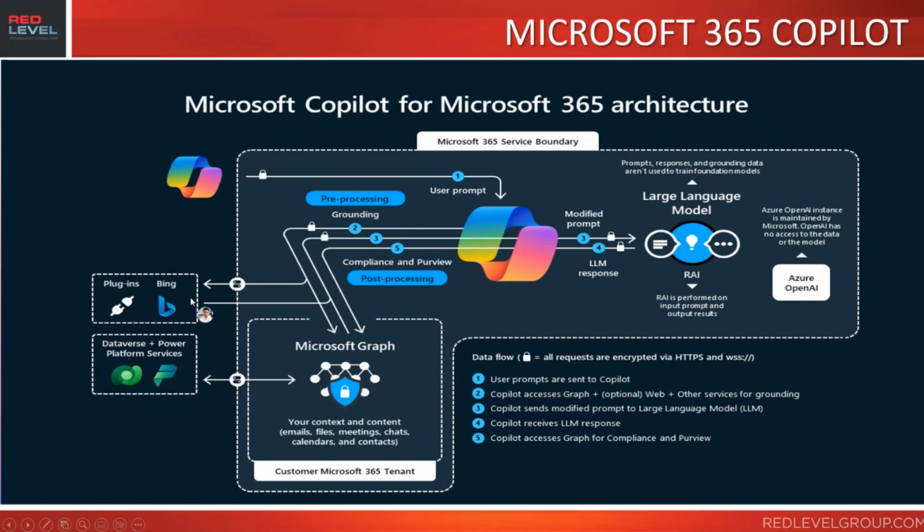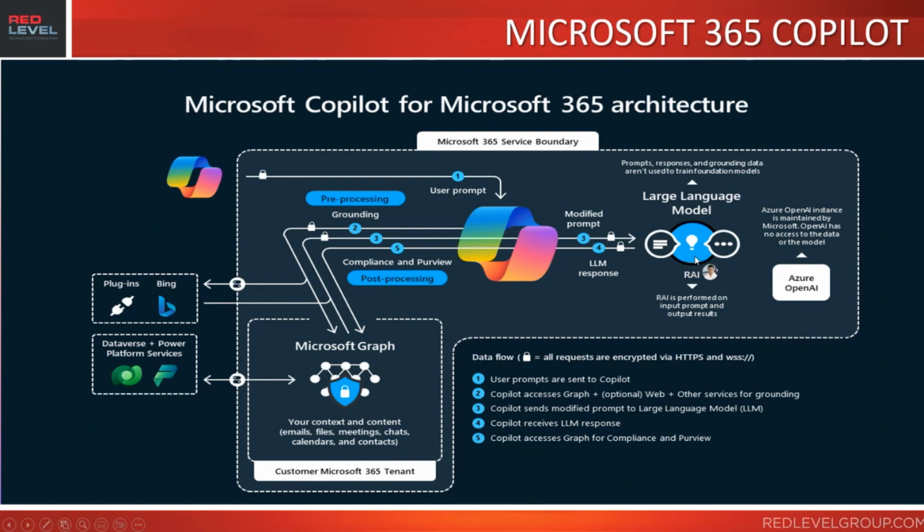in case we want to access some web resources and other services for grounding, like Microsoft Power Platform services or some more plugins that we have for Microsoft 365 Copilot. So once Copilot accesses this information inside our tenant, then Copilot sends a modified prompt to the LLM, or large language model.